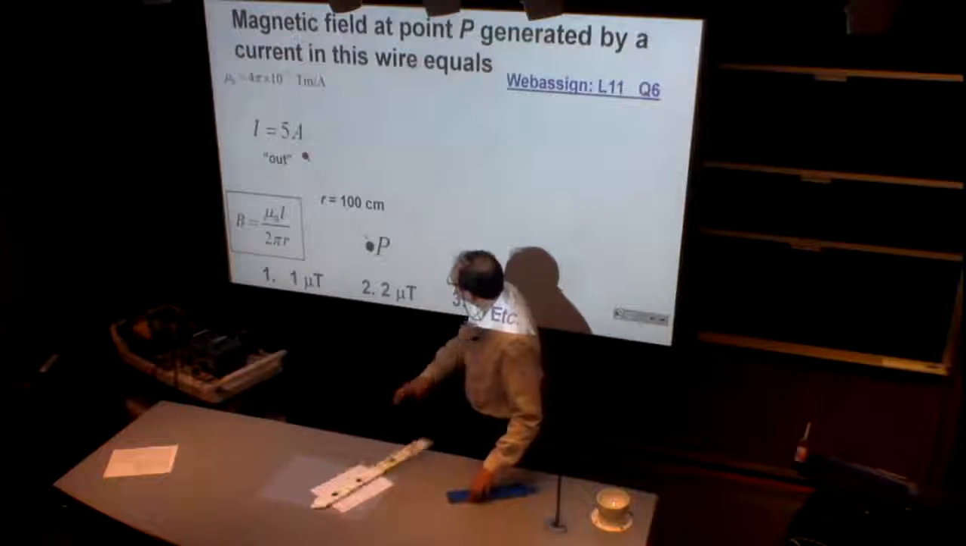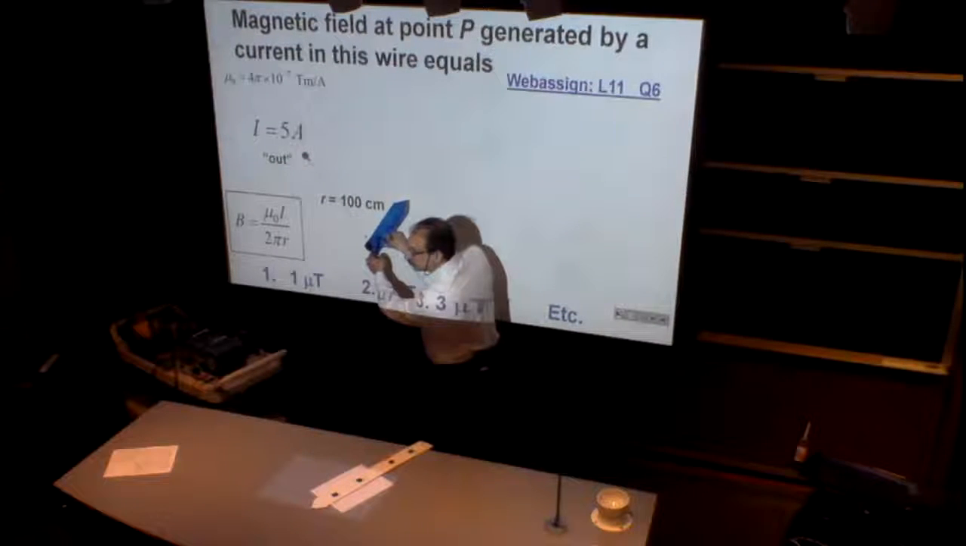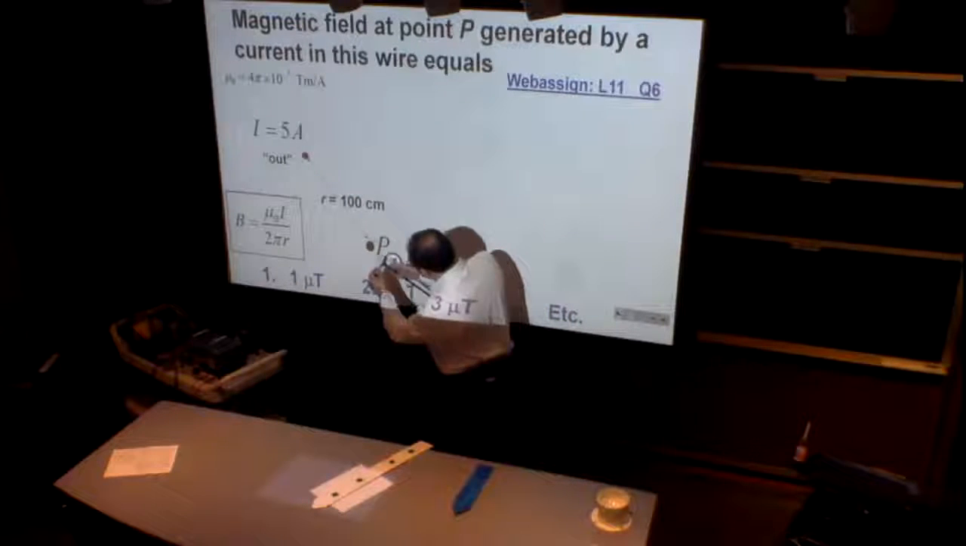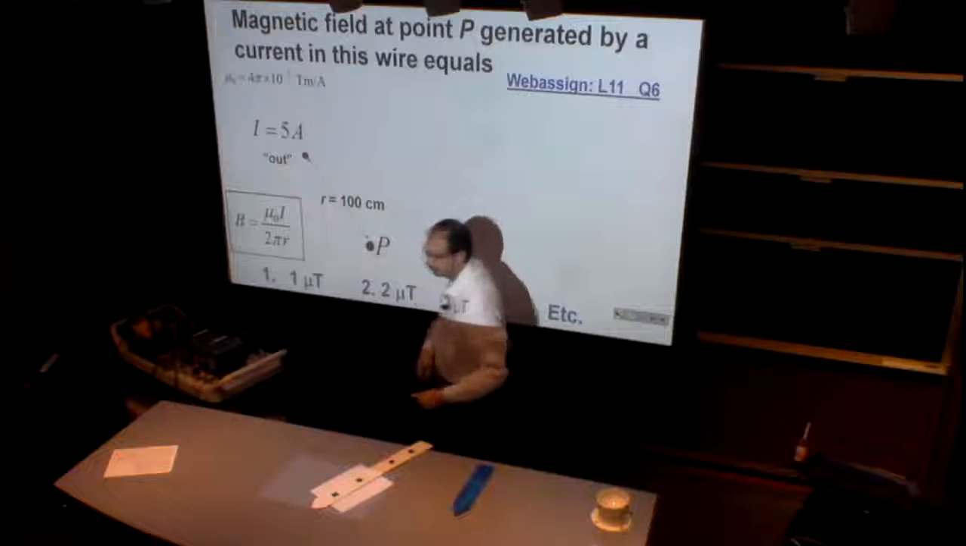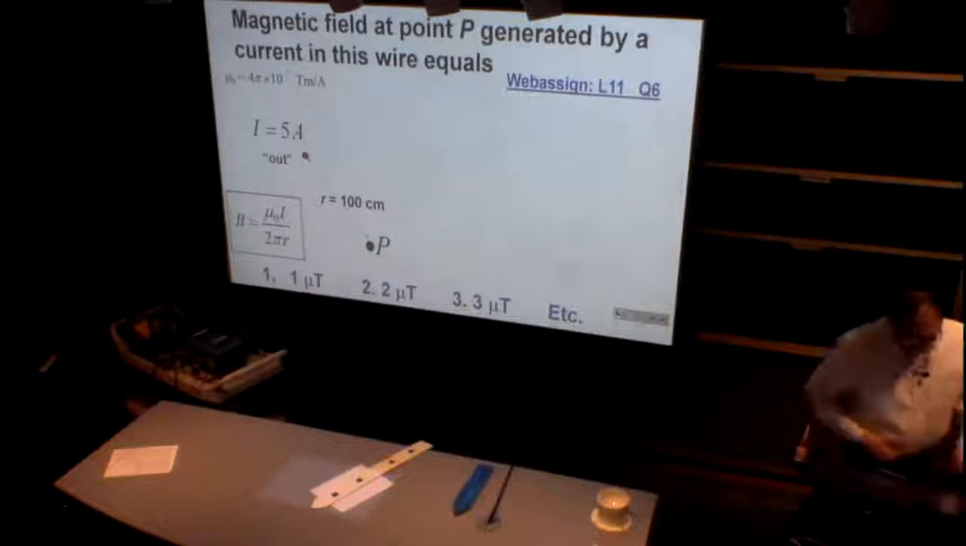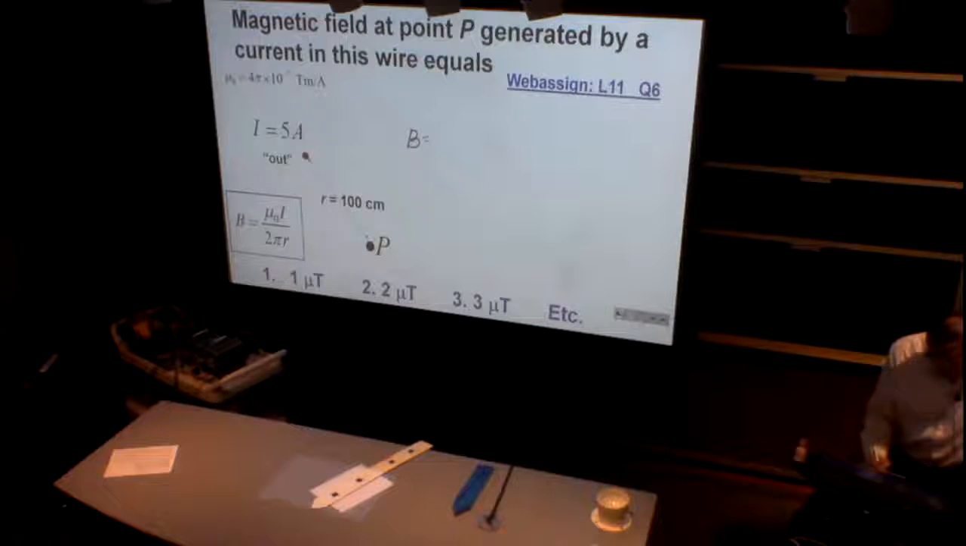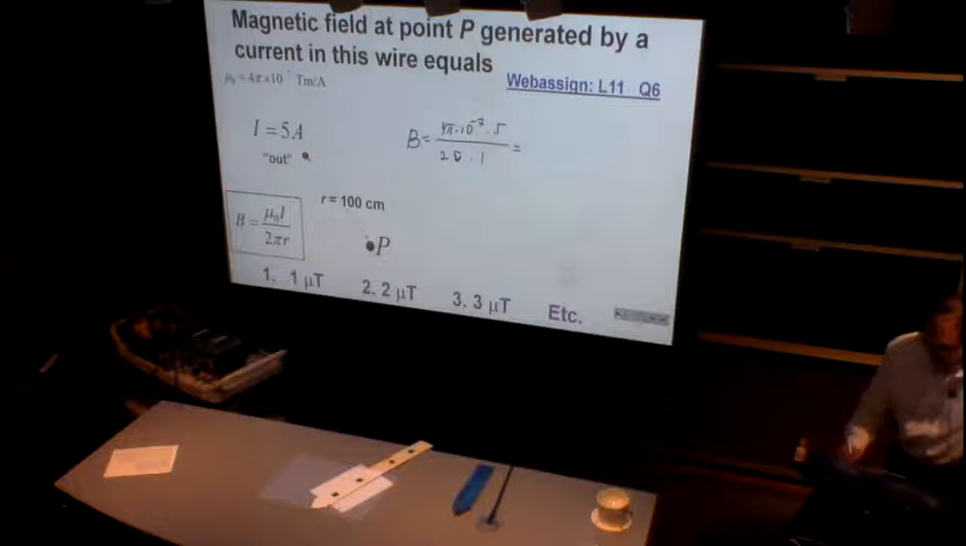What is the direction of the magnetic field? We know the magnetic field points like this, which means if I have a compass placed here, it will have this orientation in the direction of the magnetic field. Actually, I don't remember the answer. So let's see, 4 pi, 10 to the negative 7, 5, over 2 pi, 1. Pi and pi cancel, 4 over 2 is 2, 2 times 5 is 10, 10 to the negative 6. And that is 1 microtesla.